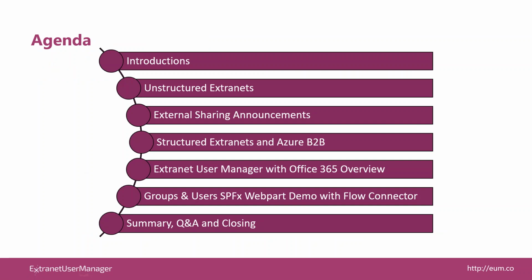So a quick agenda of what we're going to go through today. We're going to start by talking about unstructured extranets, more ad hoc style and leveraging out of the box, and some of the interesting new announcements that came out of SharePoint Conference a few weeks back. Then we'll switch gears and ask: beyond the unstructured, more ad hoc, what about structured extranets, leveraging things like Azure business to business? How do we lay Extranet User Manager on top of that, and in particular, how do we use that with Office 365? We're going to do a number of demos. We'll demo a new users SharePoint framework web part that we've developed, and some flow connectors that wire all that together very nicely from a great Office 365 solution point of view.